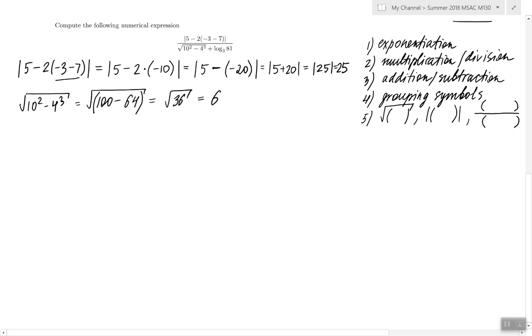One last piece that we can figure out is log of 81 base 3. How do we find log of 81 base 3? Well, the question here is 3 to what power is equal to 81? And the answer is 4. So it is 3 to the 4 that is equal to 81. Therefore, log of 81 base 3 is 4.